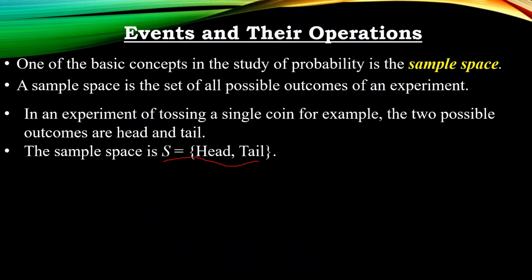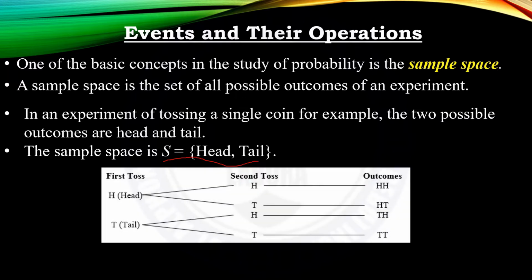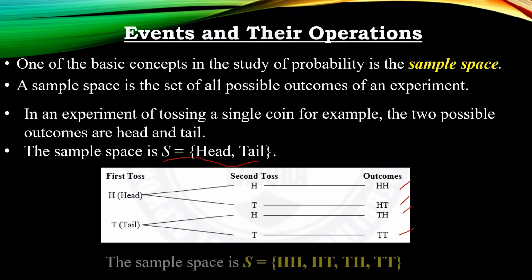But if a coin is tossed twice as illustrated in the tree diagram, the outcomes are head and head, head and tail, tail and head, and tail and tail. So these are the possible outcomes that we have. So our sample space is written in this form.